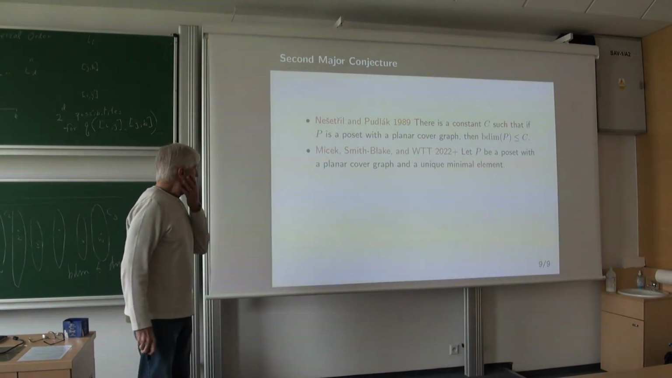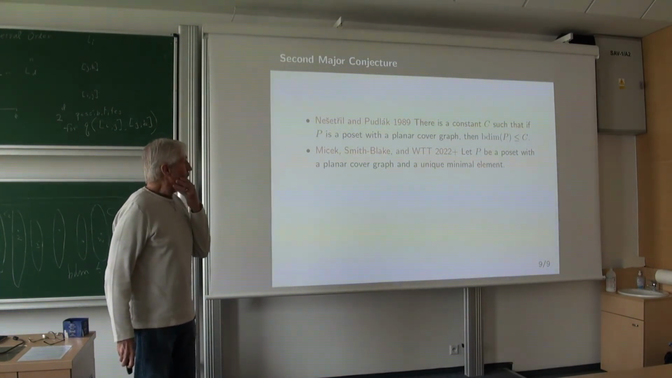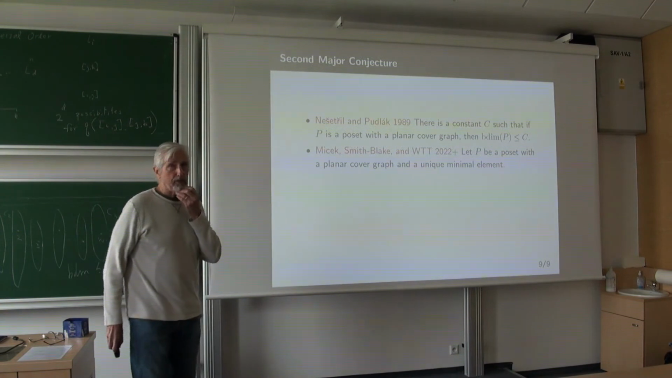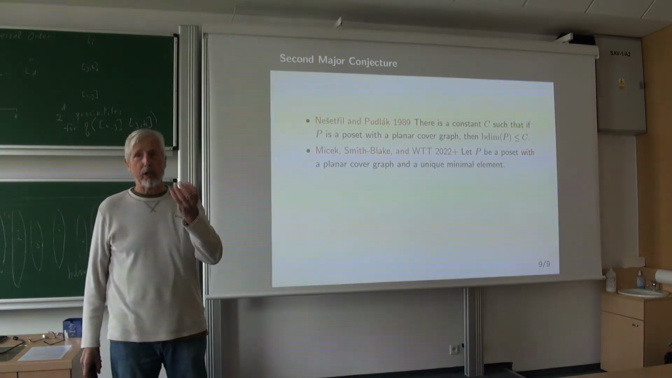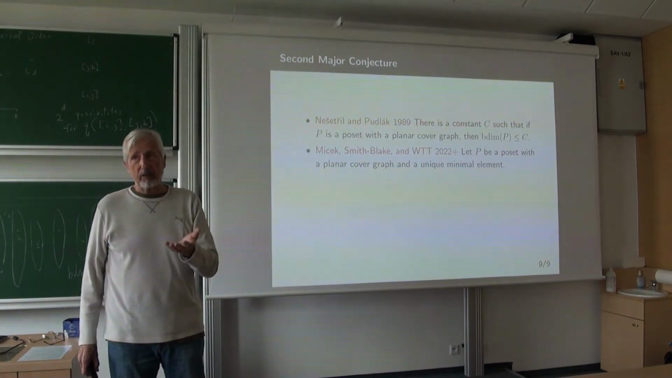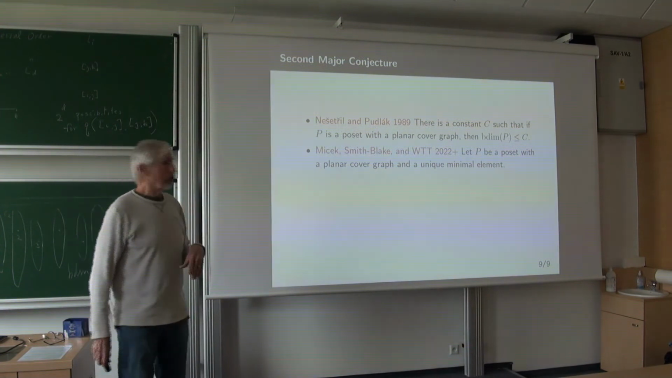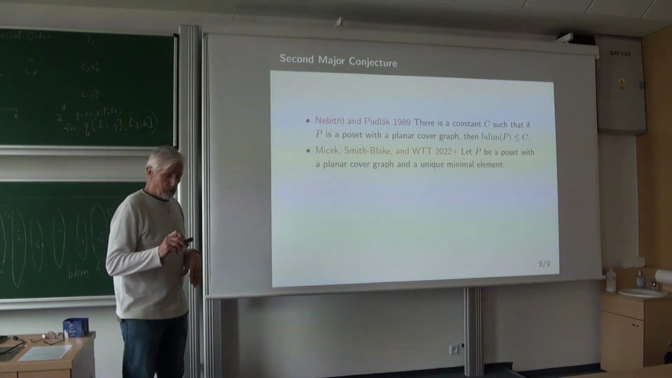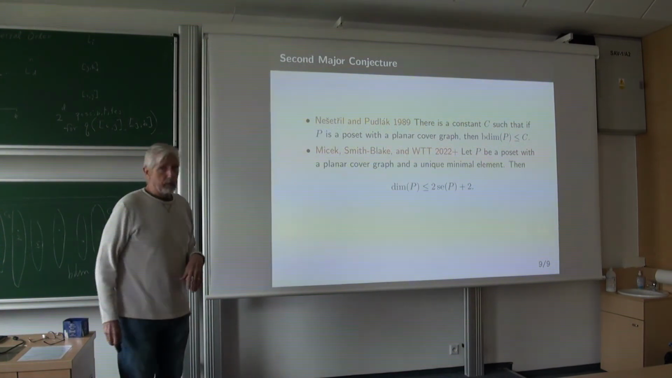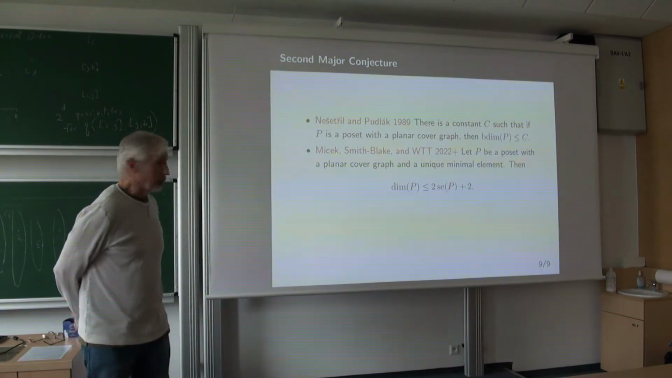So with Misek, Heather Smith Blake, here's what we've been able to do. For the class of posets, okay, with planar cover graphs, but now I need an extra crutch. I need them to have a unique minimal element. So it's not the whole class, it's a subclass. So first thing we've been able to do is we've been able to prove that the dimension is at most twice the standard example number plus 2.